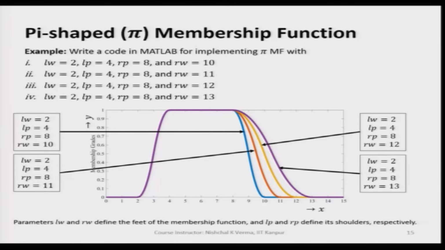So, here we are changing the right feet, and if we change the right feet, we see clearly that the feet is changing. In all the 4 cases in this example, only RW is changing, and the rest of the 3 parameters LW, LP, RP remain the same. So, here also we clearly see that the right feet is changing as per the RW values.